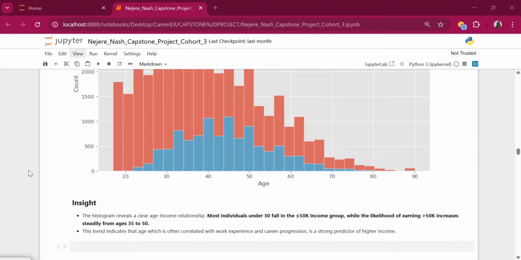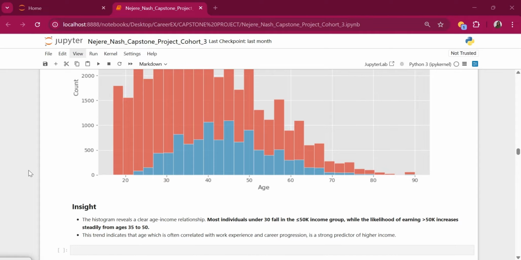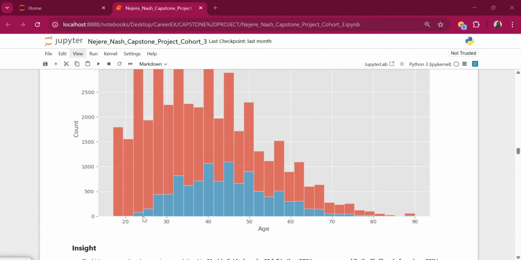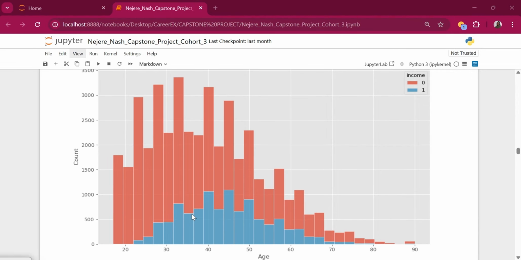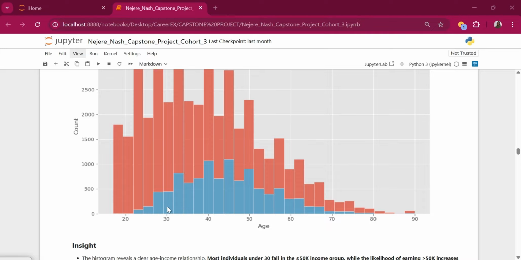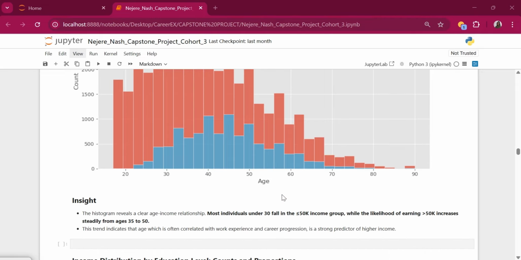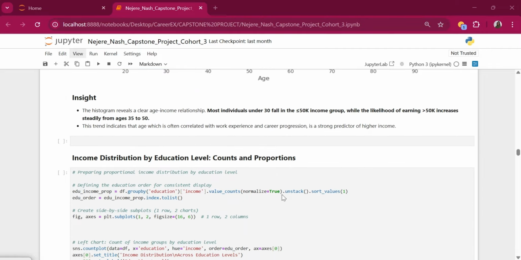What I can see from this chart, where I used a histogram, is that for most individuals who are less than 30 years old, only a very small number of them earn greater than $50,000. Majority of them earn less than that. But we can see that the older a person gets, the greater the possibility that they're able to earn greater than $50,000. But from the age of around 50 to 55, this number begins to drop. So we can see how age affects income.